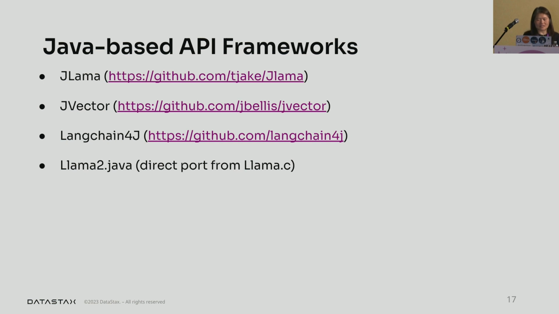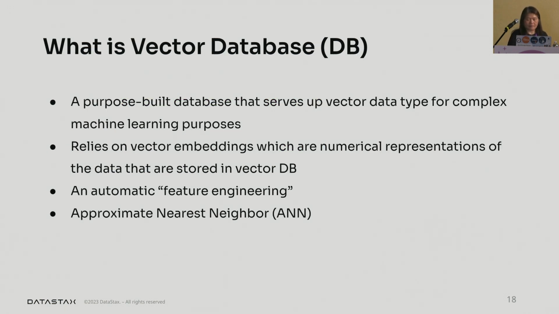I won't get into all the details, but these are the links. There's also LangChain, which has a port in Java called LangChain4j, and also Llama2, which is a port of Llama C. So these are just examples if you want to start experimenting with it.